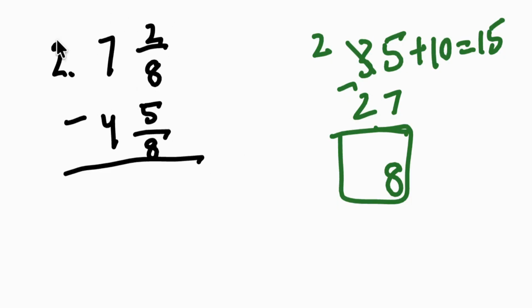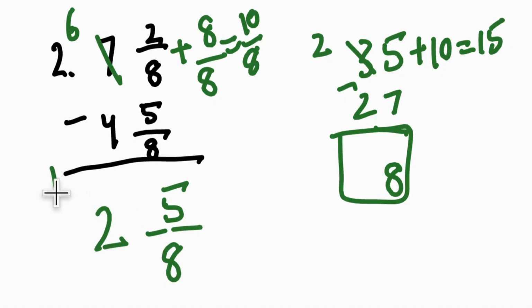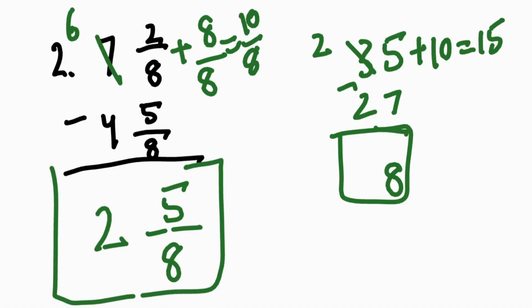So the same thing for this one. Pretend this is the ones, and this is the tens, and a whole is 1, like 8/8. So let's take from 7, make it 6, and add 8/8, which is the same as 1. So a whole to this. So that becomes 10/8. So then we do subtraction. 10/8 minus 5/8 is just 5/8. And then 6 minus 4 is 2. 2 and 5/8 is the answer.